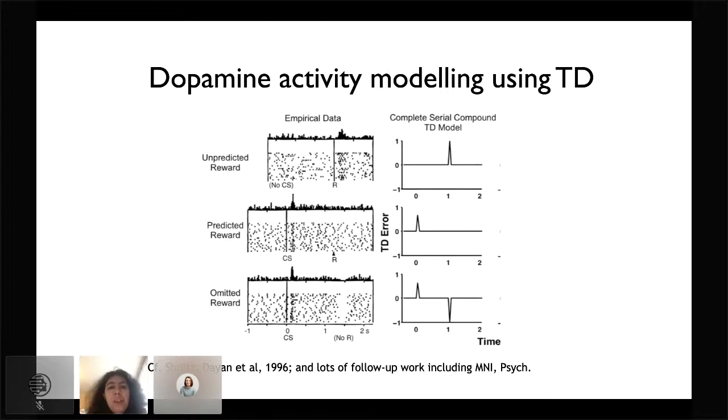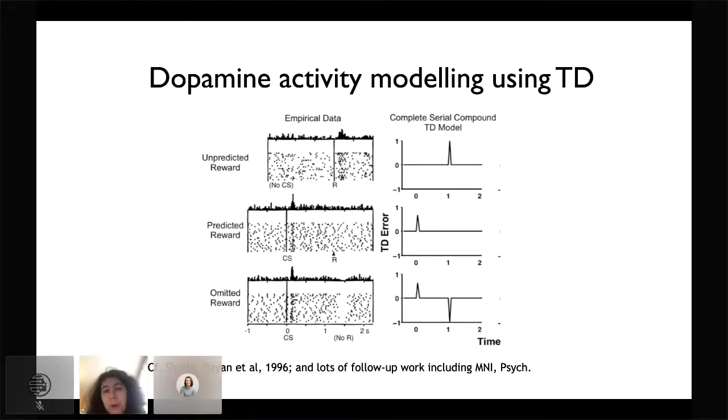But if we do conditioning for an animal, so there's a stimulus followed by a reward, then the temporal difference error happens at the time of the stimulus. Whenever the animal observes the stimulus, like a bell, it anticipates the reward happening. And so the activity of dopamine is going to reflect that at the time of the stimulus and not at the time of the reward. This is exactly what the TD error would predict.